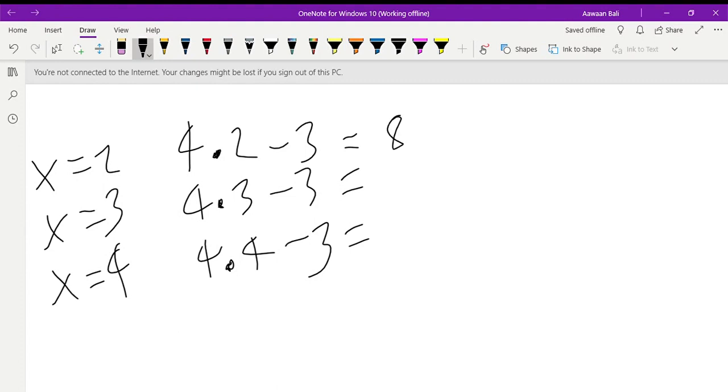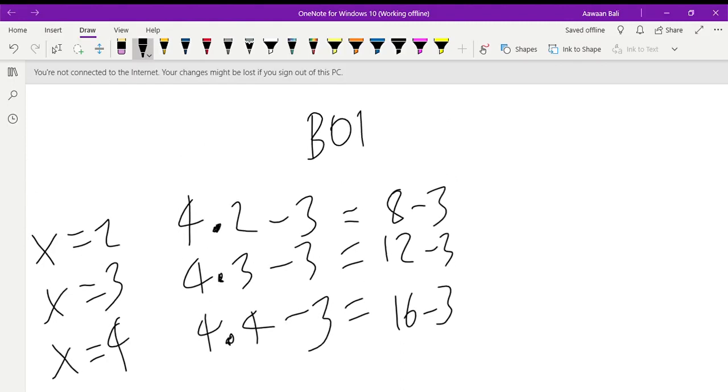So anyways, we have 8 minus 3, 12 minus 3, 16 minus 3. Because we always have multiplication first according to BODMAS here. Or you could say BIDMAS, either way.